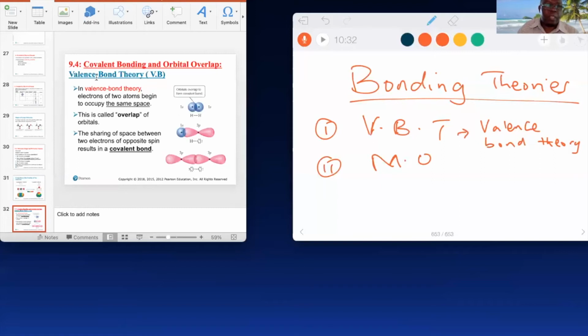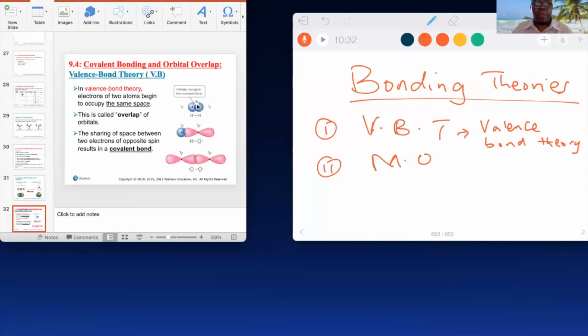From the word valence, you know what a valence is. Valence is the outermost shell, and the electrons occupying it are valence electrons. In valence bond theory, it is proposed that a bond is formed due to overlap, such as in hydrogen gas, when a hydrogen atom approaches another hydrogen atom, eventually there is an overlap.